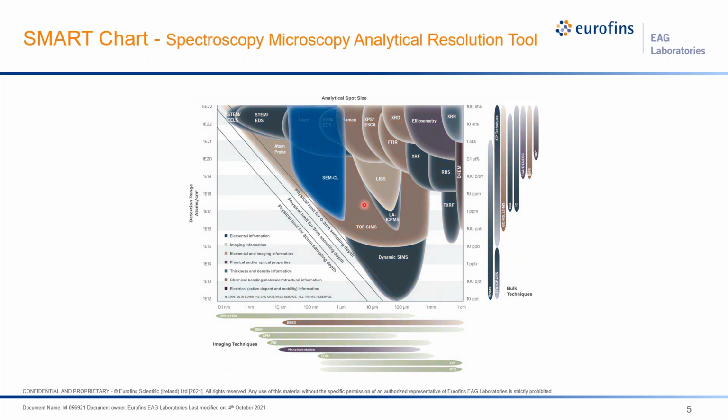And so today we're talking about SEM-CL, which covers this sort of range within our chart. So we've got analytical spot sizes. We can analyze structures from the micron down to tens of nanometer scale. And then we have sensitivities, 1E16, 1E17. So some capabilities for looking at dopant level compositions as well.